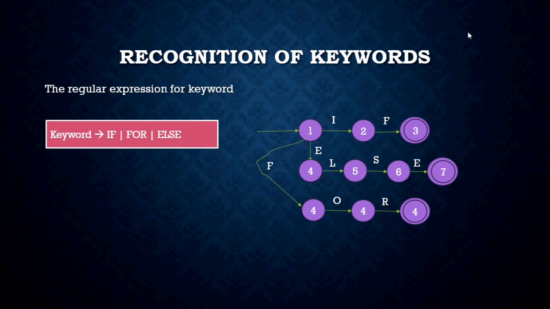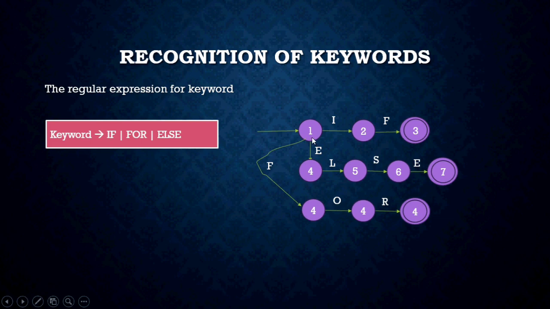Okay, we start from state number 1. When I apply I, it goes to state number 2, and when I apply F, it goes to state number 3, so that if is getting recognized. In state number 1, when we apply E, it goes to state number 4. When L is applied in state number 4, it goes to state number 5. When S is applied, it moves from state number 5 to state number 6, and when E is applied, it moves from 6 to 7. 7 is a final state here, so else is recognized.